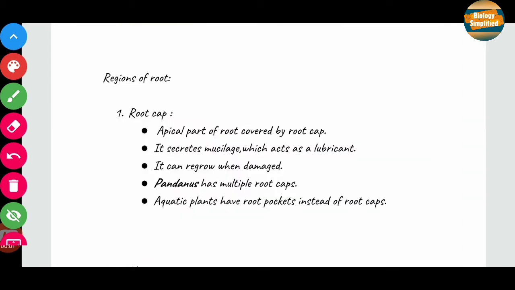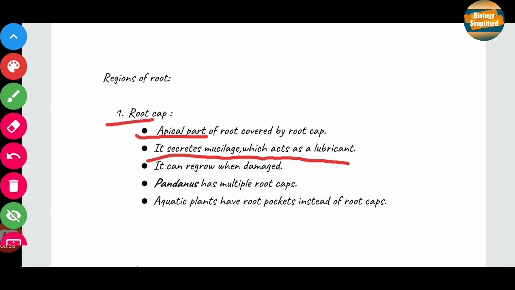So let's start with the root cap. Root cap covers the root at the apical part, that is the apex, or the tip region of the root. It secretes mucilage which acts as a lubricant. Now why does it need to secrete mucilage? Because the root has to go deep within the soil. For the root's easy passage, there is a need to secrete mucilage. So this is the work of the root cap.